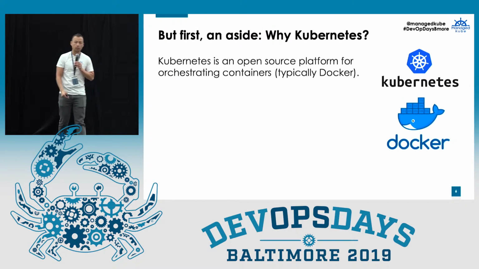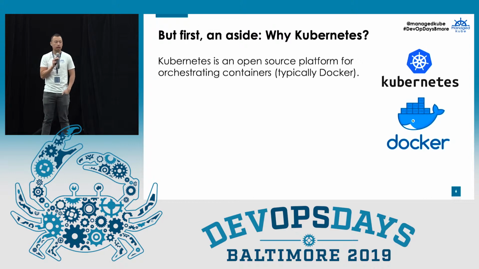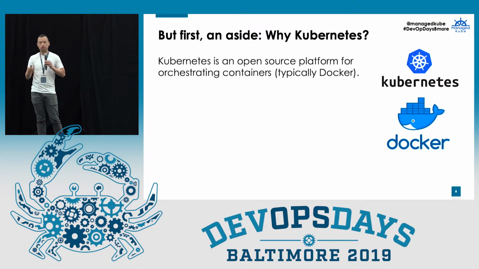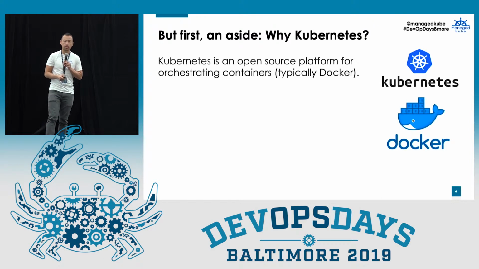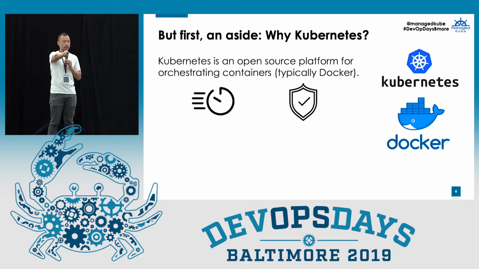So first, why Kubernetes? Kubernetes is an orchestration system. If you're running a lot of containers, you'll want to use some kind of orchestration system to help you manage these containers in an easy-to-use fashion. Kubernetes is a very nice way to go about that.